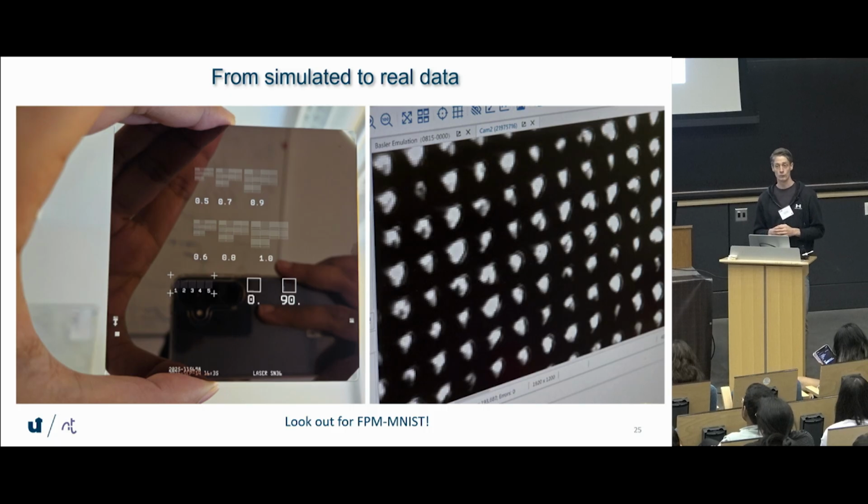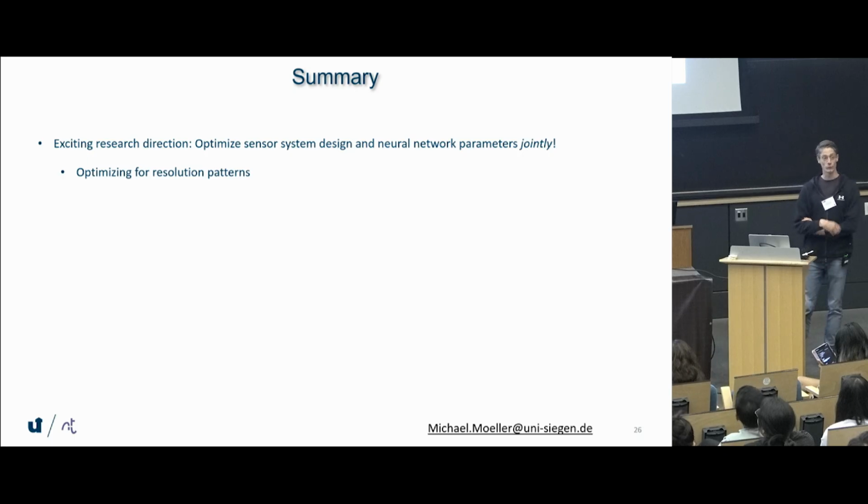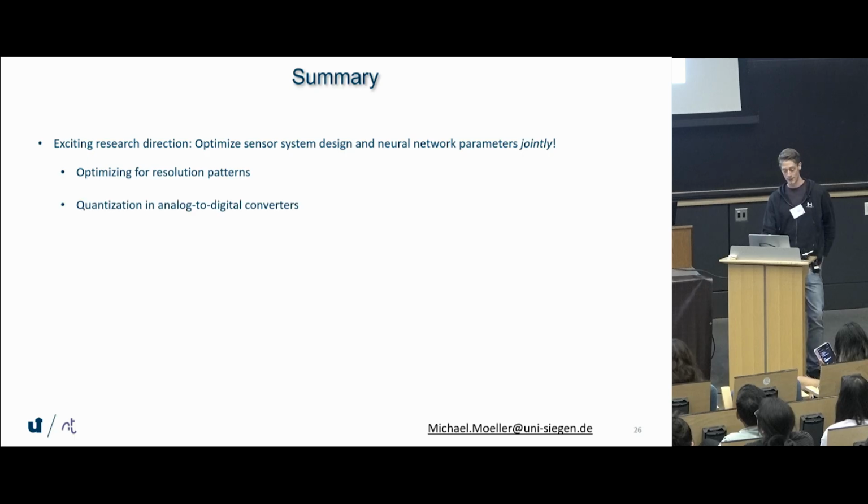So we hope to release a data set on this soon. Look out. So to sum up, I think it's an exciting research direction to optimize sensor system design and neural network parameters jointly. And I've shown you that optimizing for resolution patterns in specific applications can give an advantage over uniformly sized and spaced pixels.